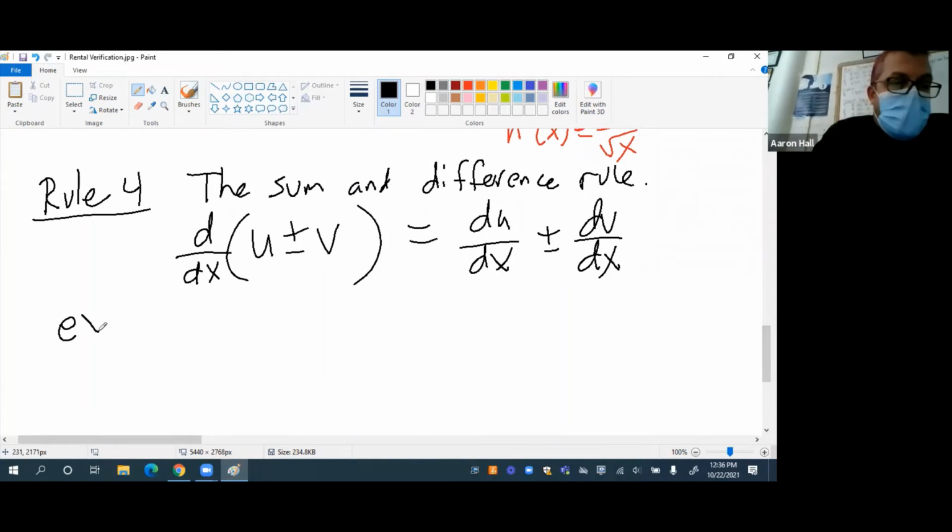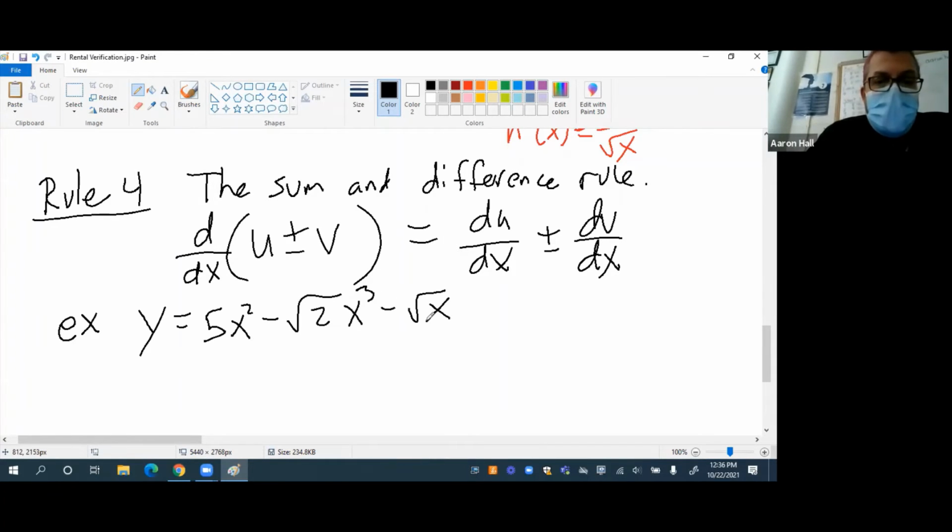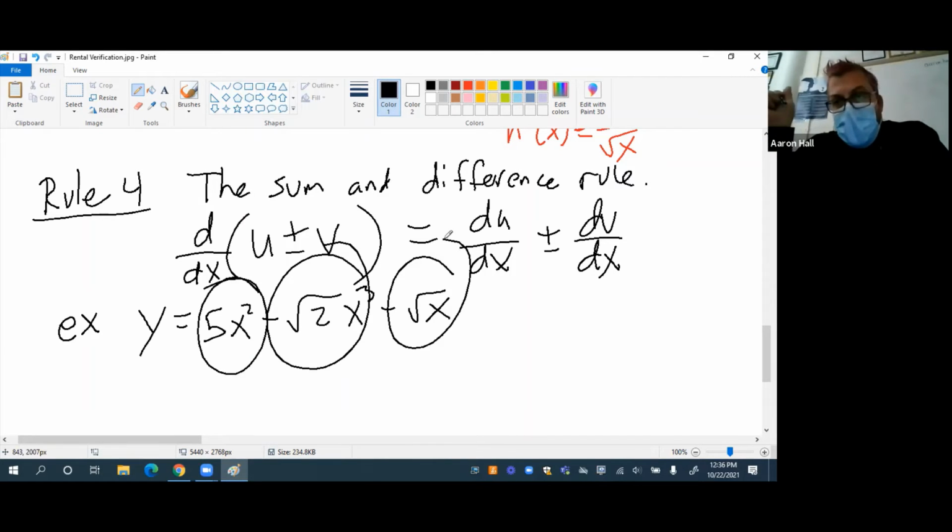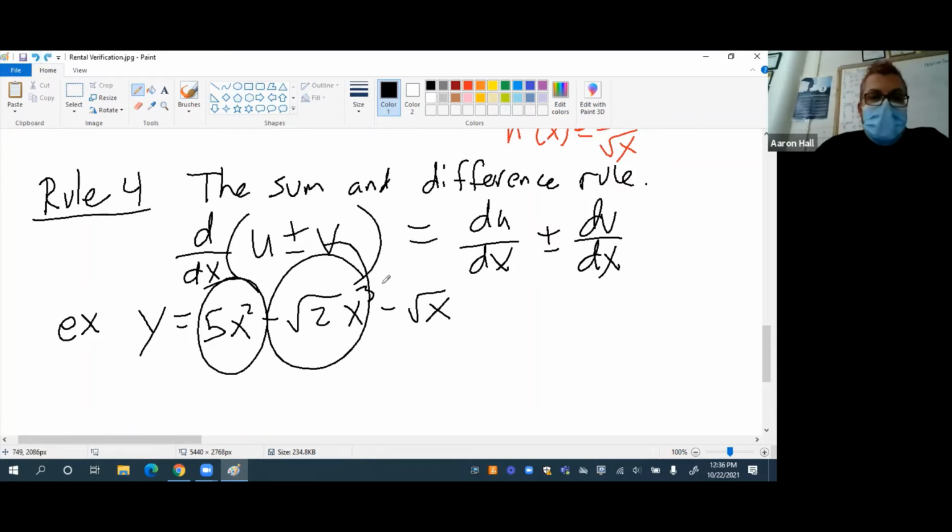Maybe you don't like the notation, but let's do some examples so we understand what is expected in this rule. If I have something like y equals 5x squared minus the square root of 2 times x cubed minus the square root of x, then when I take the derivative of this, I can find the derivative for each individual term and then just add them together at the end. Okay, so my derivative then is going to be what?